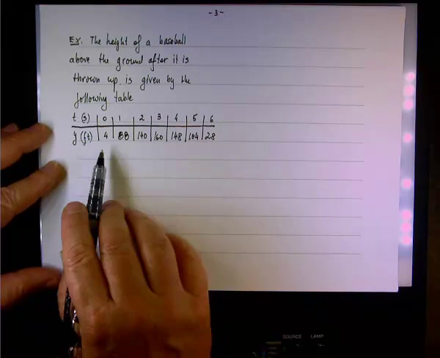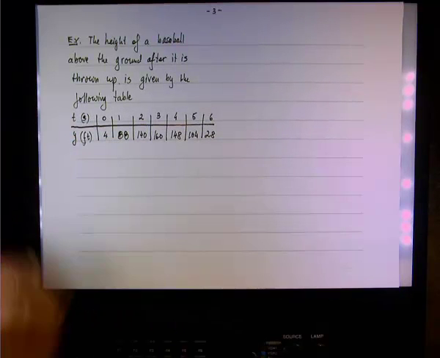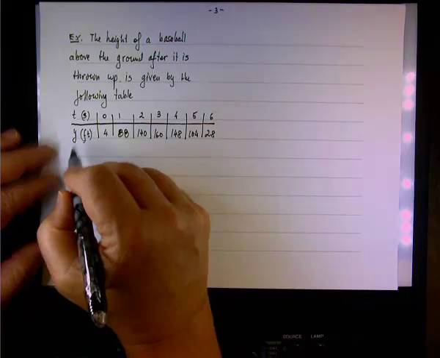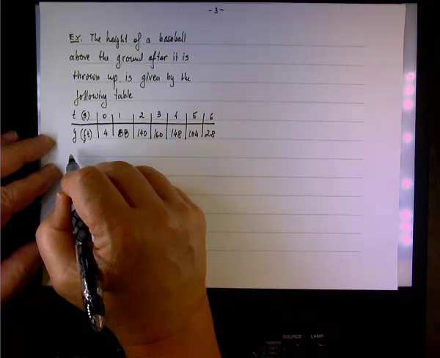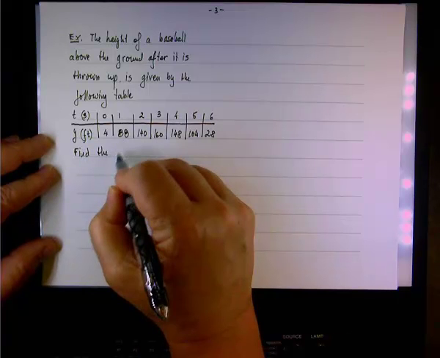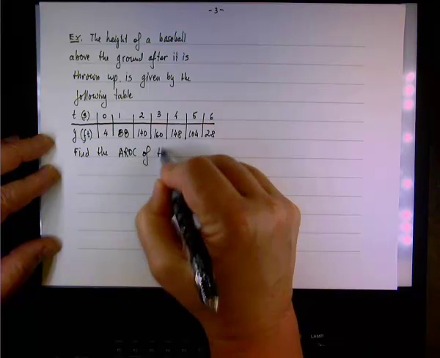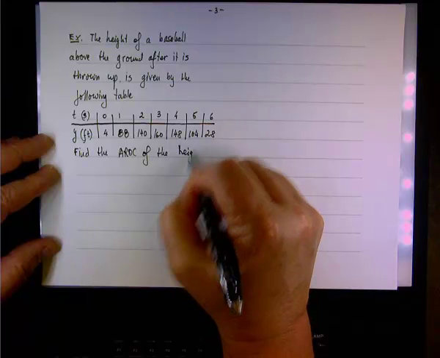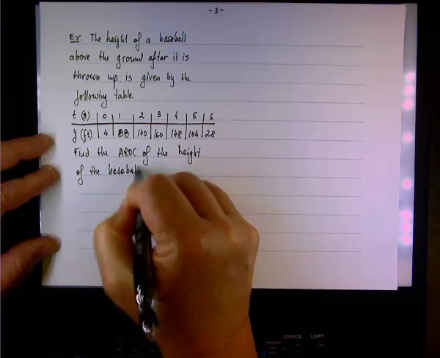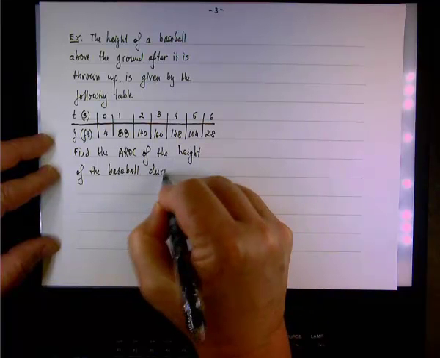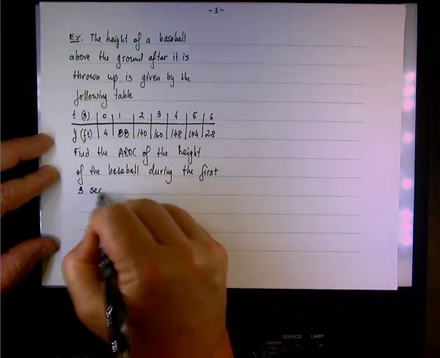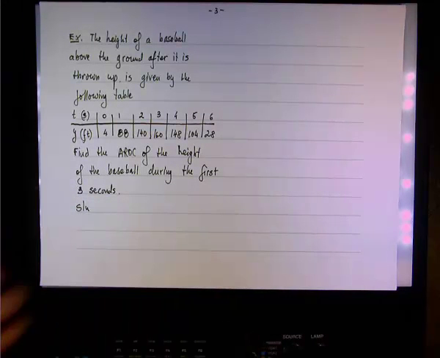I'm sorry? This is t in seconds, and this is the height in feet. Find the average rate of change of the height. So the AROC of the height of the baseball during the first 3 seconds. So I'm looking at the first 3 seconds.